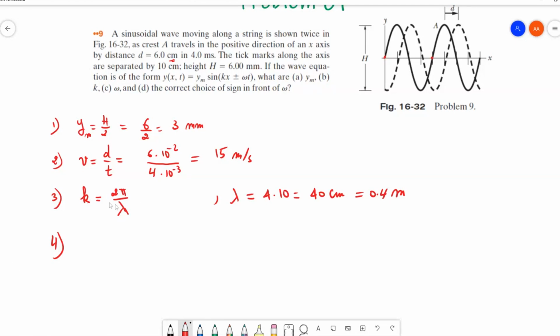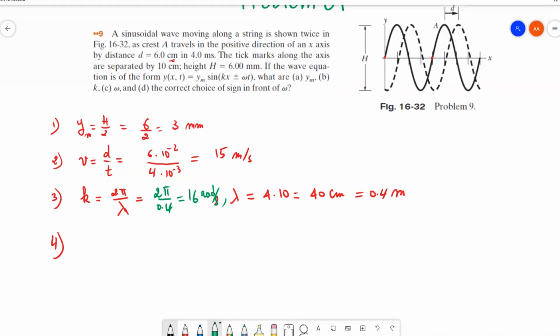So here, K is equal to 2 pi over 0.4. Okay, and if I check my numbers here, it is giving me 16 rad per second. Okay, so this is the result. Great, so we now have Ym, amplitude, velocity, and the wave number K.